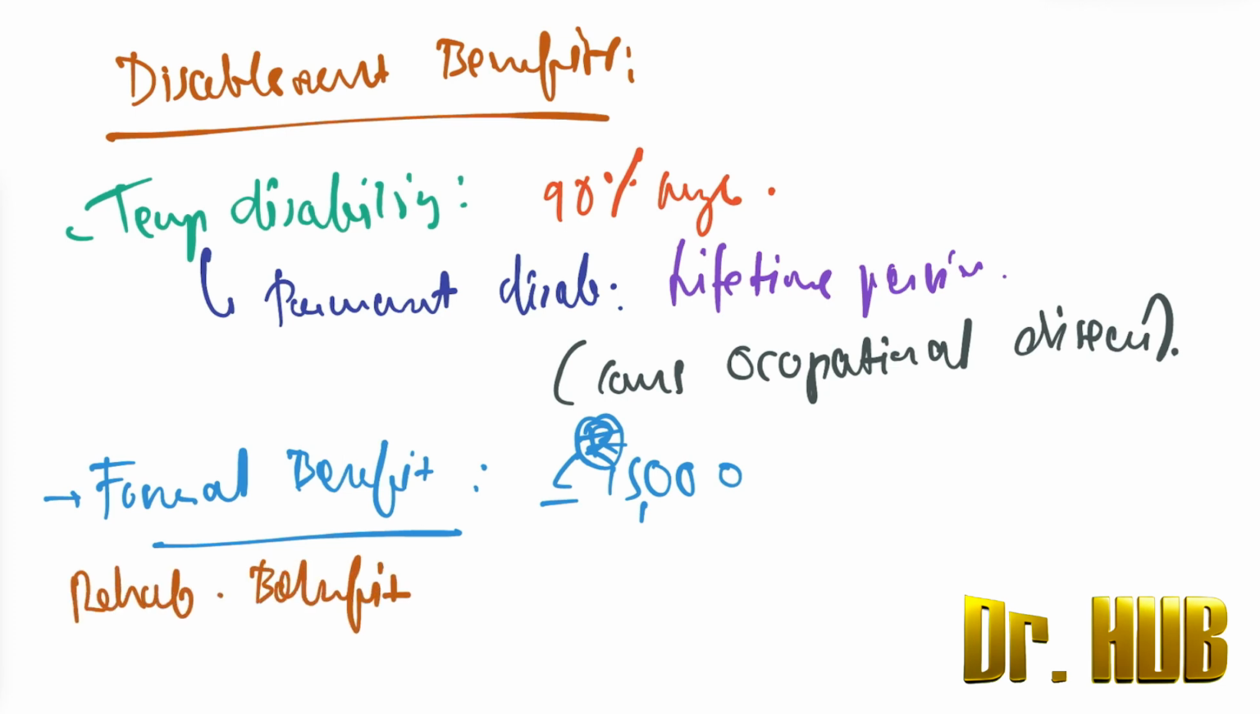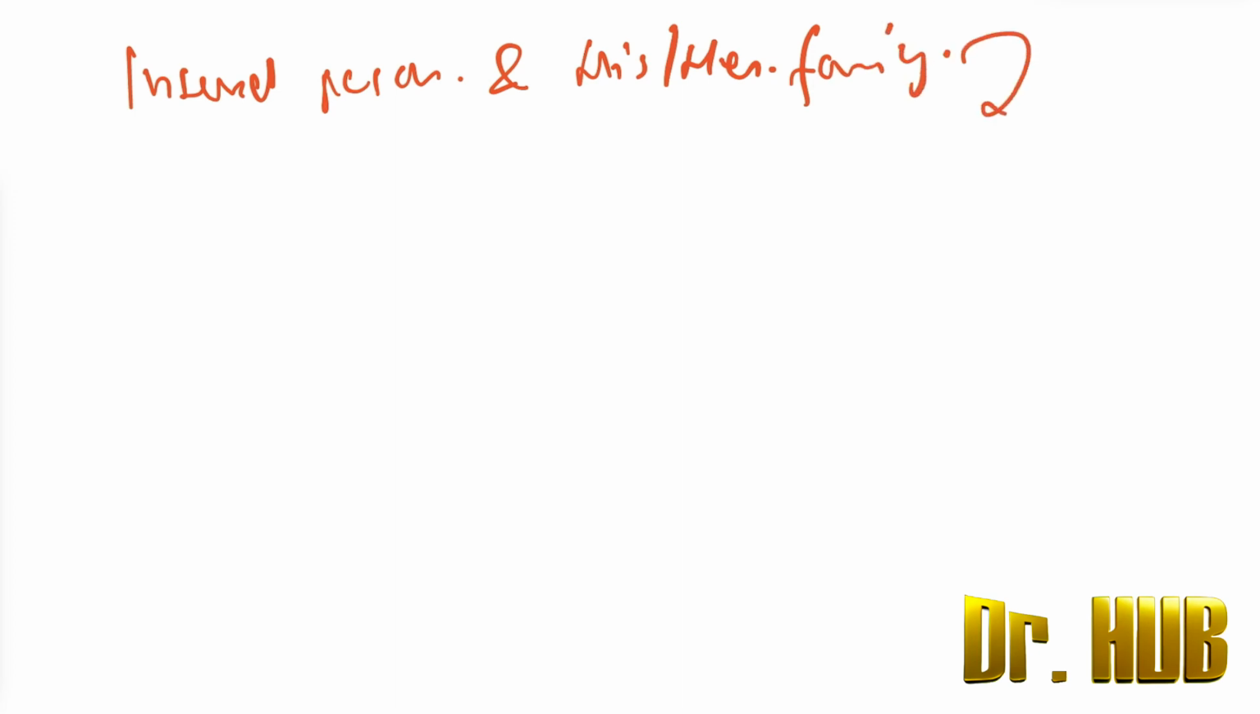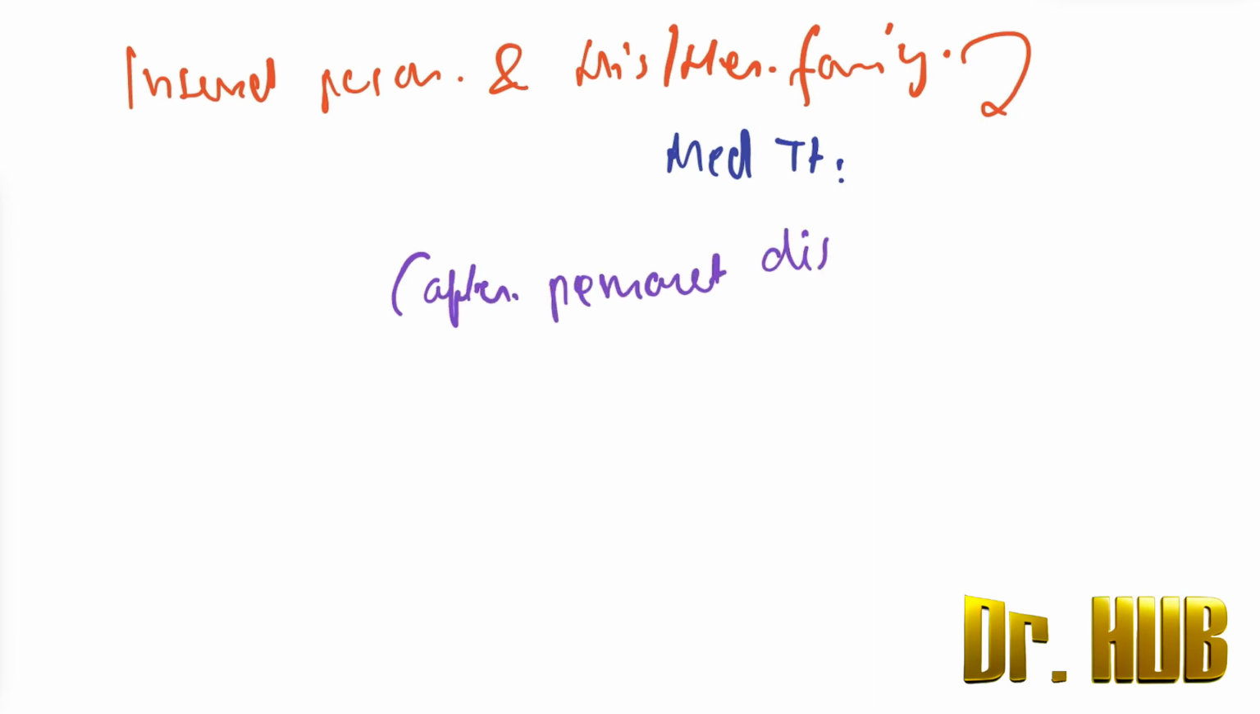Then comes the rehabilitation benefit. On payment of rupees 10, the insured person and also his or her family continue to get medical treatment after the permanent disablement or retirement.